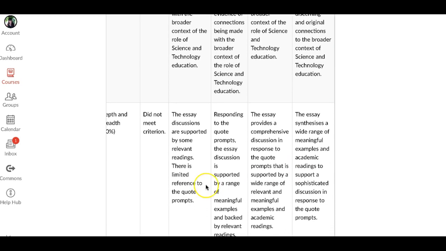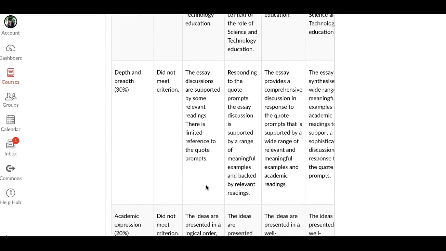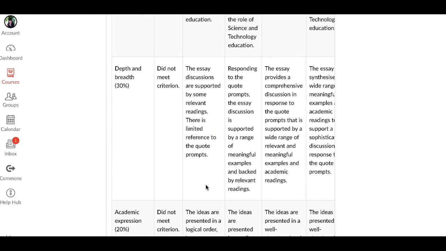So depth and breadth. Your essay discussions are supported by some relevant readings. There's limited reference to the quote prompts. So whilst we don't want you to directly quote them, we do want you to bring us back to the reason you're writing this essay. So, we need to maintain a flow through there. And the reason you're writing this essay is you're responding to those quote prompts.